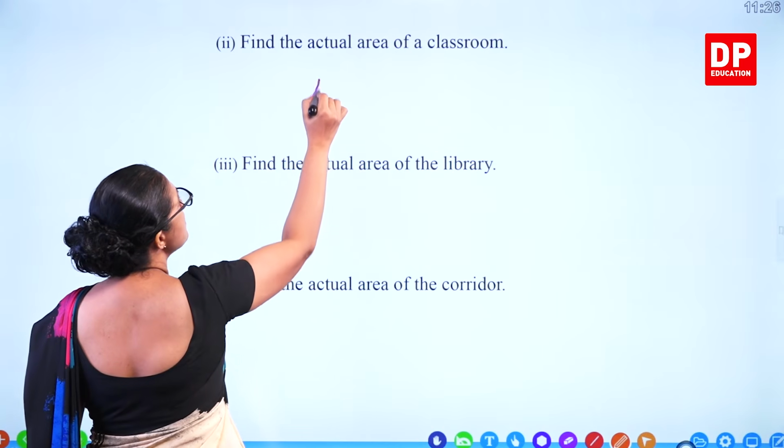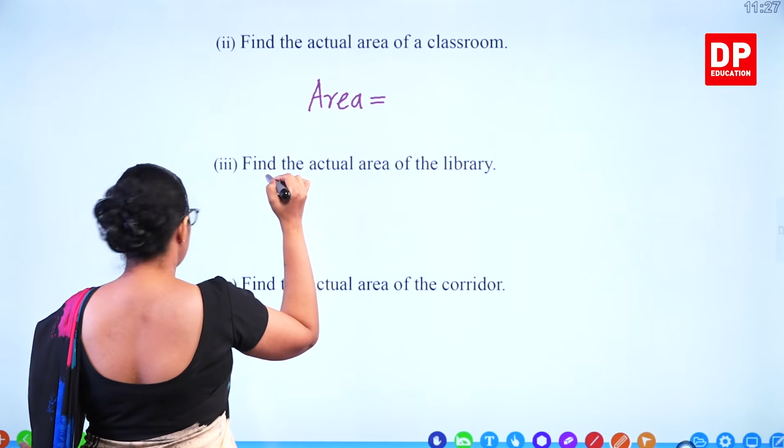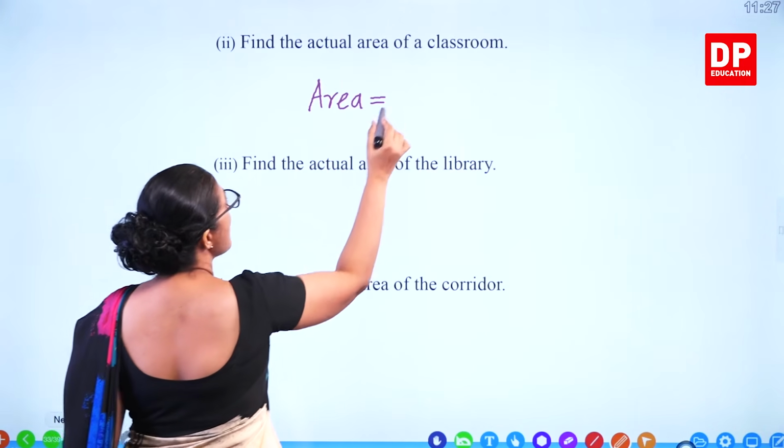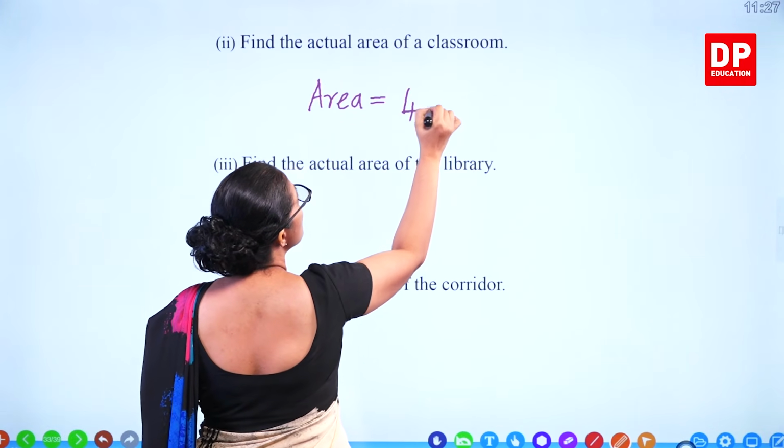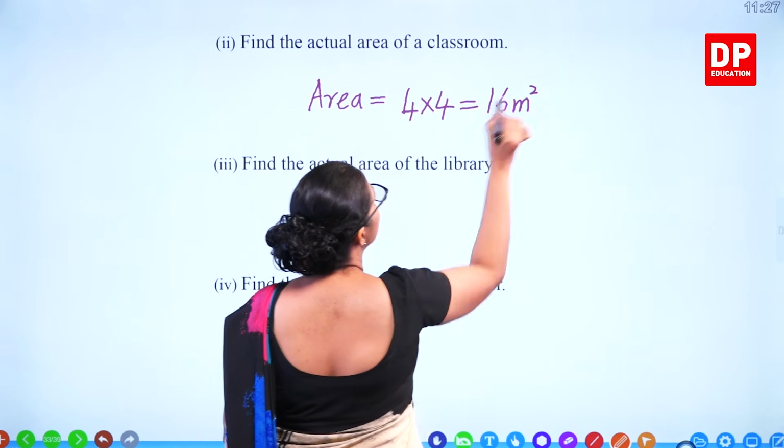So area becomes, what's the length? 4, 4. So 4 times 4, 16 square meters.